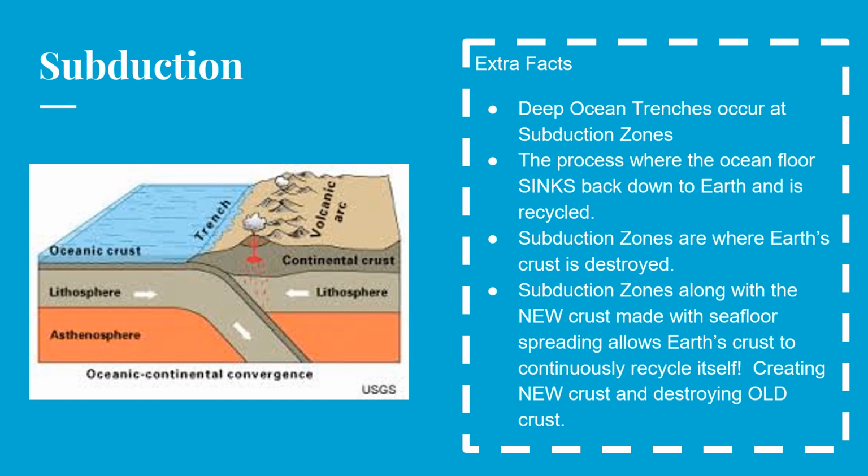Some extra facts that we might want to know is deep ocean trenches always occur at subduction zones. And it's the process where the ocean floor sinks back down and is recycled. It's where the Earth's crust is destroyed. And it's the subduction paired with the seafloor spreading that keeps us in balance. One is creating new, one is destroying old. And it's a constant cycle that keeps the whole crust and lithosphere in balance.